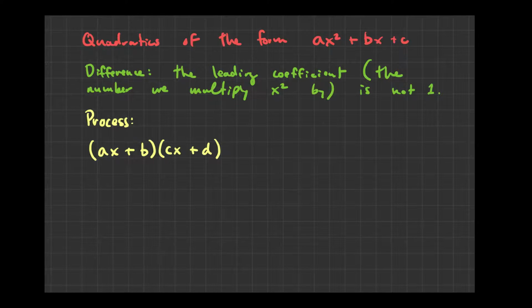Thank you. Okay, so if I have one linear factor of this form and another linear factor that looks something like this, if I multiply this out, I'm going to get a times c times x squared, so acx squared. Then I'll get ax times d, or adx, and then I'll get b times cx, so plus bcx, plus b times d.